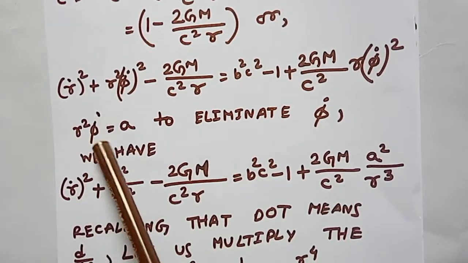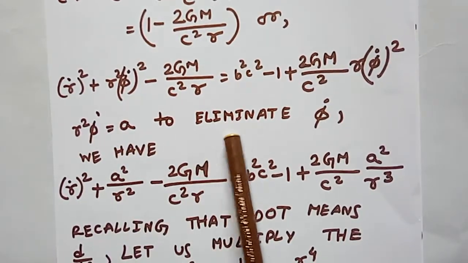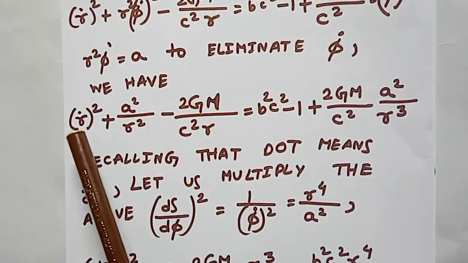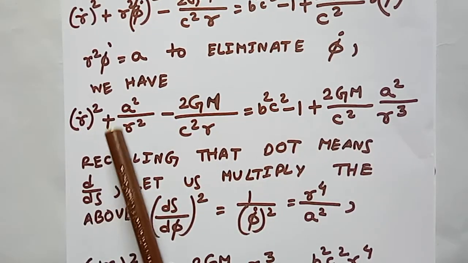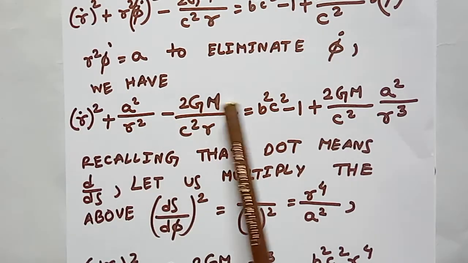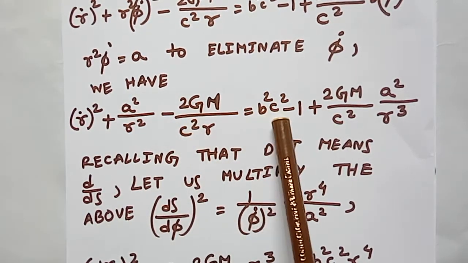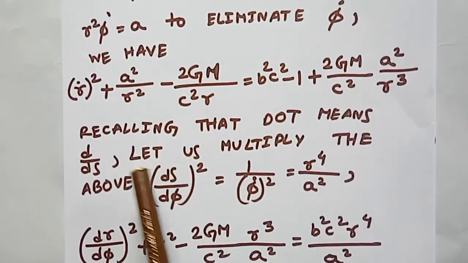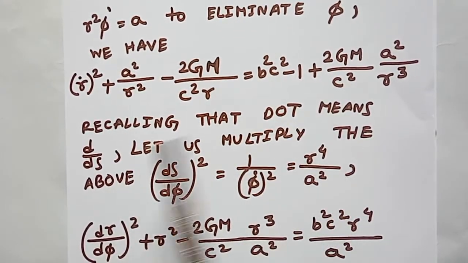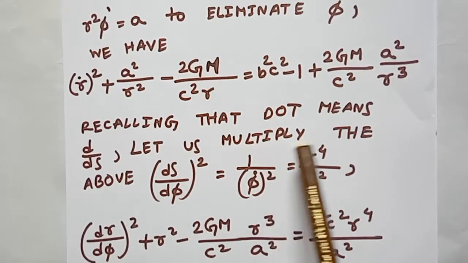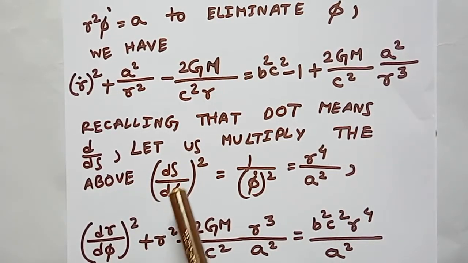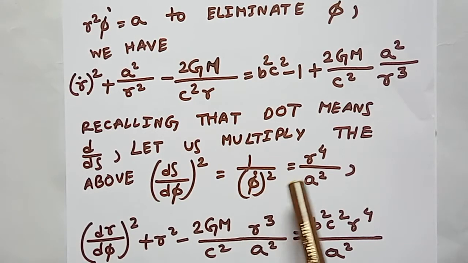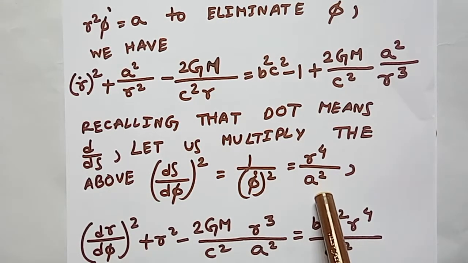And we know that r squared phi dot equals a, so to eliminate phi dot we have the equation r dot squared equals r dot squared plus a squared over r squared minus 2GM over c squared r plus b squared c squared minus 1 plus 2GM over c squared a squared r cubed. Now recalling that dot means d/ds, multiplying the above equation by (ds/d phi) squared, which equals 1 over phi dot squared, equals r to the power 4 over a squared.